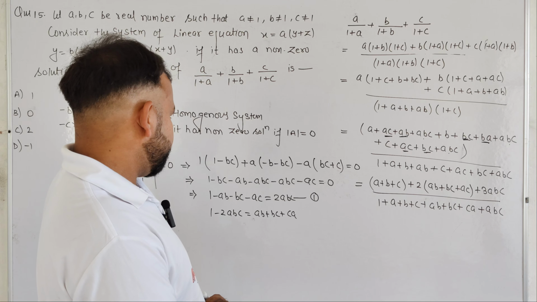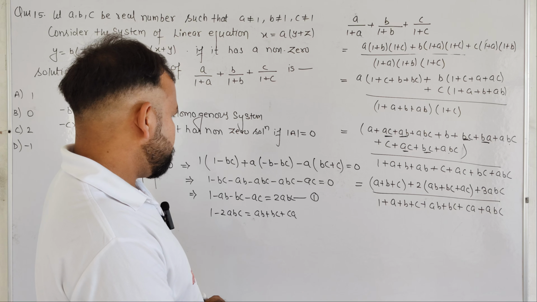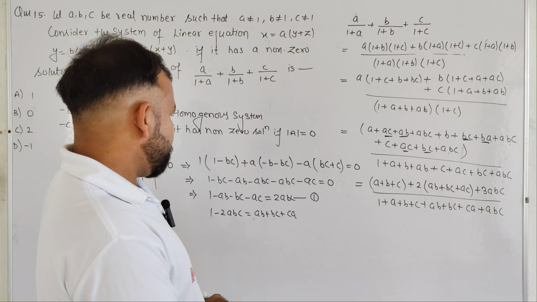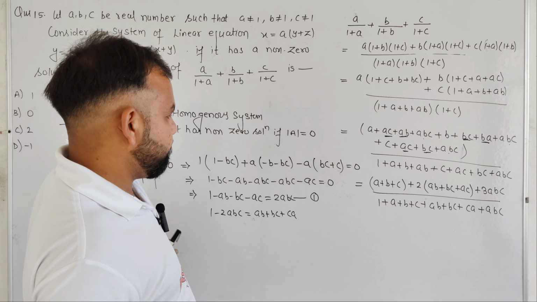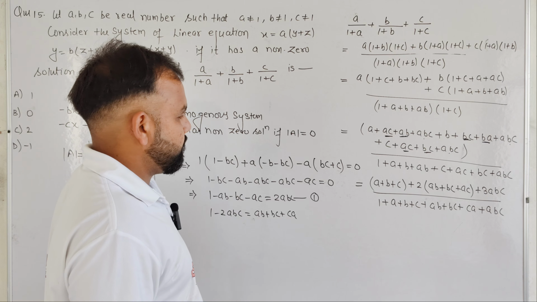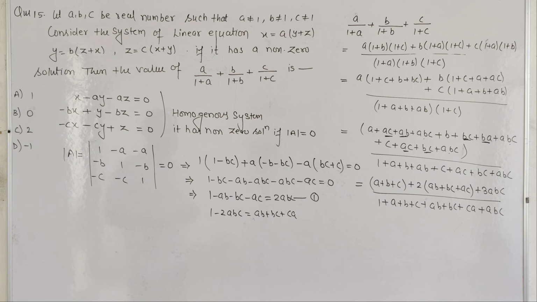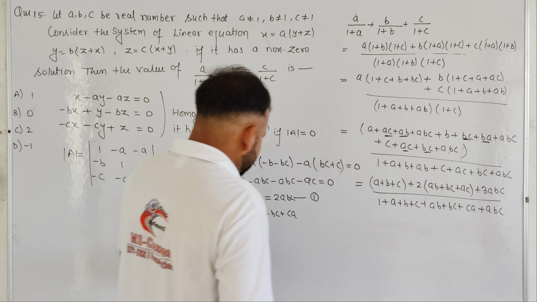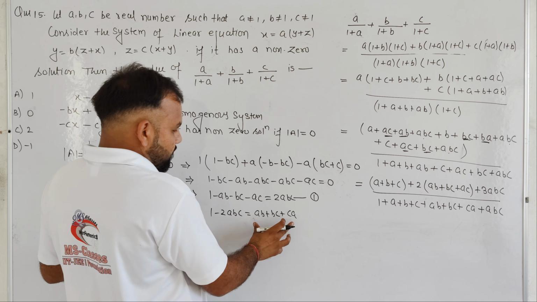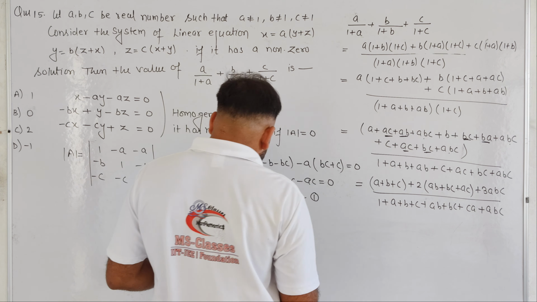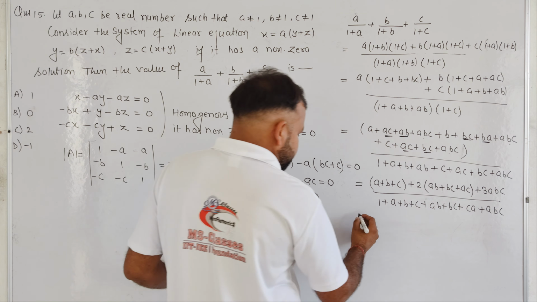So it will become 1 plus ab plus bc plus ca. Okay student, one minute. So student, I think there is a correct way. So student, ab plus bc plus ca is replaced by 1 minus 2 times abc.